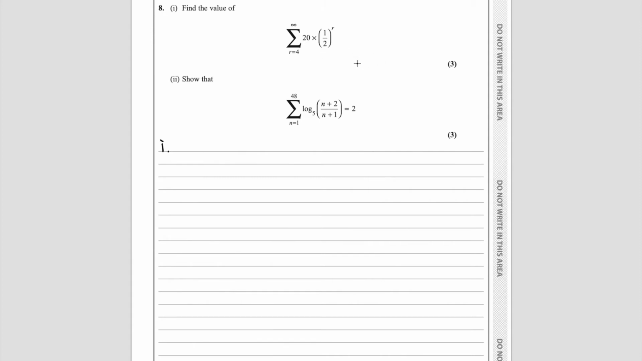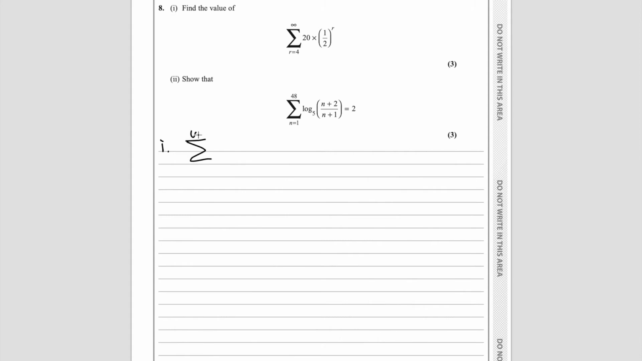For part I, what we're given is a summation where we've got a number that isn't 1 at the bottom. We're given a summation that has 4 at the bottom, and we're asked to find the sum to infinity between 4 and infinity. Whenever you're given this sort of question in an exam, what is almost always the case is for you to have to convert this into a summation where you've got 1 at the bottom.